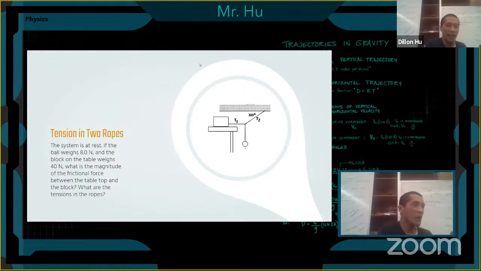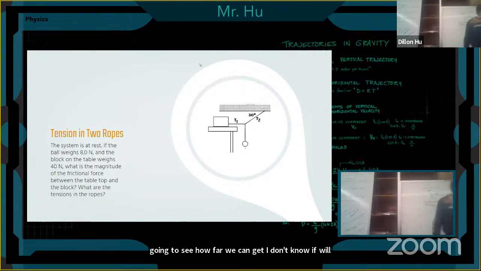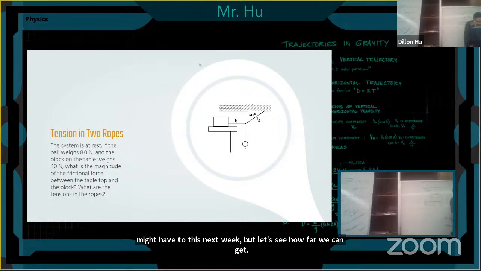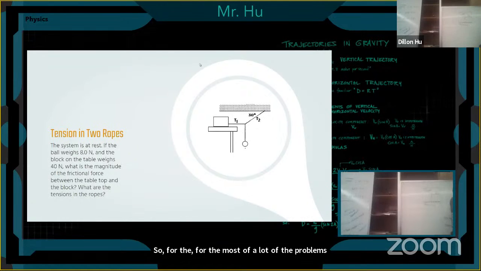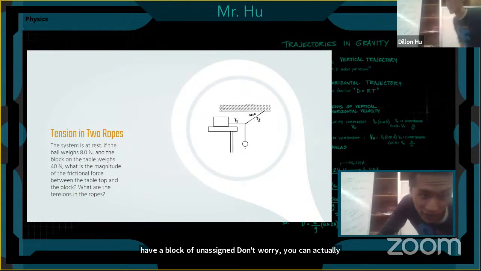Okay, so I'm going to go through this right now and see how far we can get. I don't know if we'll actually be able to finish covering this one today. I might have to continue covering this next week, but let's see how far we can get. A lot of the problem is going to look very similar to the last problem, except that this time instead of a wall that the second cable was attached to, we actually have a block. And this time, don't worry, you can actually see the board.